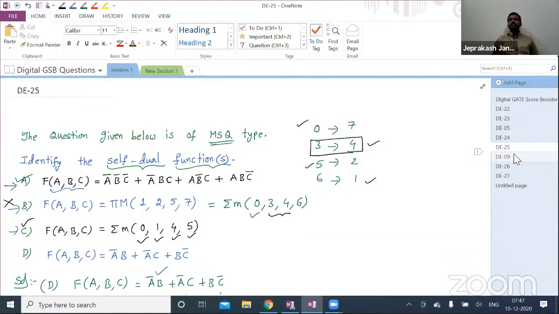Yeah, you can apply it for any number of bits. Suppose you are considering 4 bits, then you will have 16 minterms, right? If you are having 8 minterms, then you can verify the second condition also, right? If it is satisfied, then it is self-dual. Yeah, very good. It's clear for all of you.